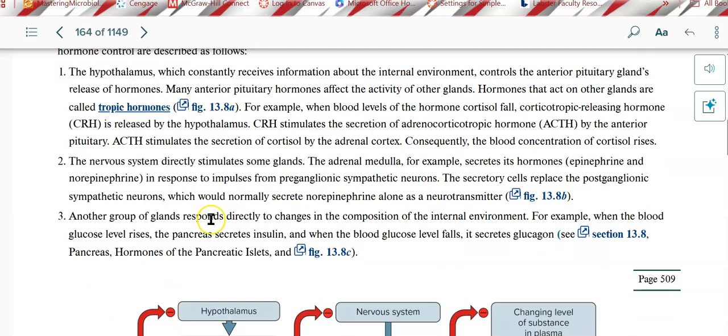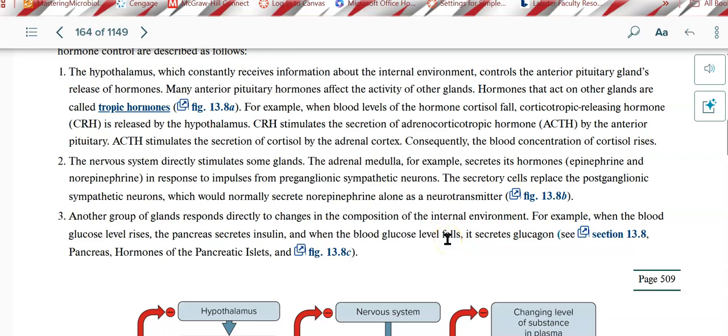The third possibility, you have some glands that respond directly to changes in composition of the internal environment. And the example they give here is if your blood sugar, your blood glucose level goes up, your pancreas will secrete insulin. And if your blood glucose level gets too low, it will secrete glucagon. So we will talk about insulin and glucagon and the cells of the pancreas that make those.